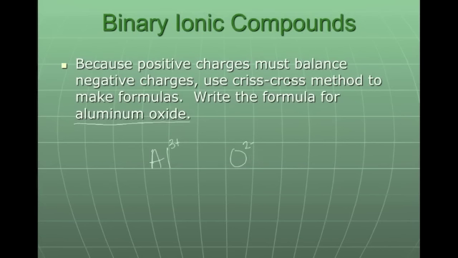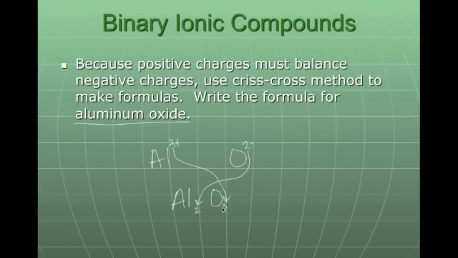So what is the crisscross formula? Well, the easiest way to get your charges to balance out is to simply swap the numbers and say that you have 3 of the negative guy and 2 of the positive guy. And the charges, not the sign, just the charges, will crisscross down and become a subscript on the other element.